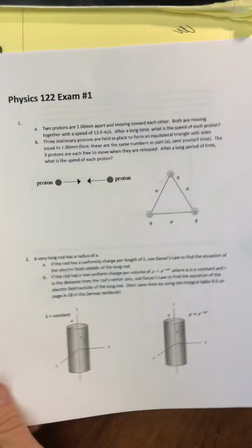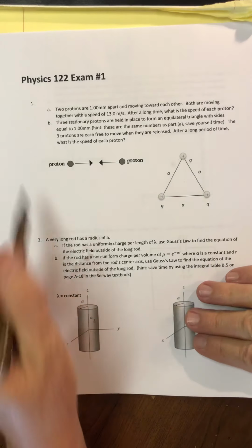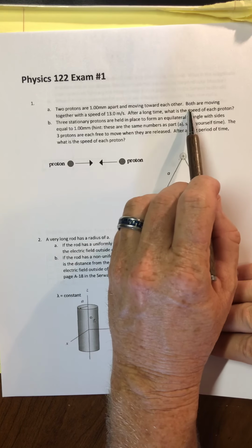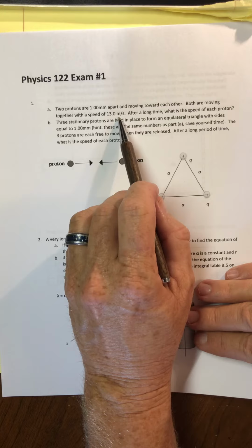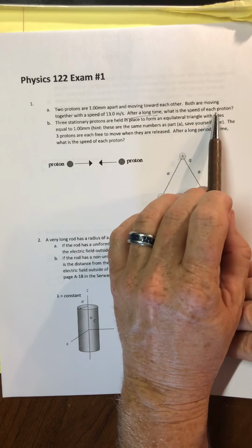I printed up the test here. Here it says problem number one. It's got two parts, A and B. It says two protons are 1 millimeter apart. They're moving towards each other. Both are moving together with a speed of 13 meters per second. Kind of a key phrase here: after a long period of time, what is the speed of each proton?